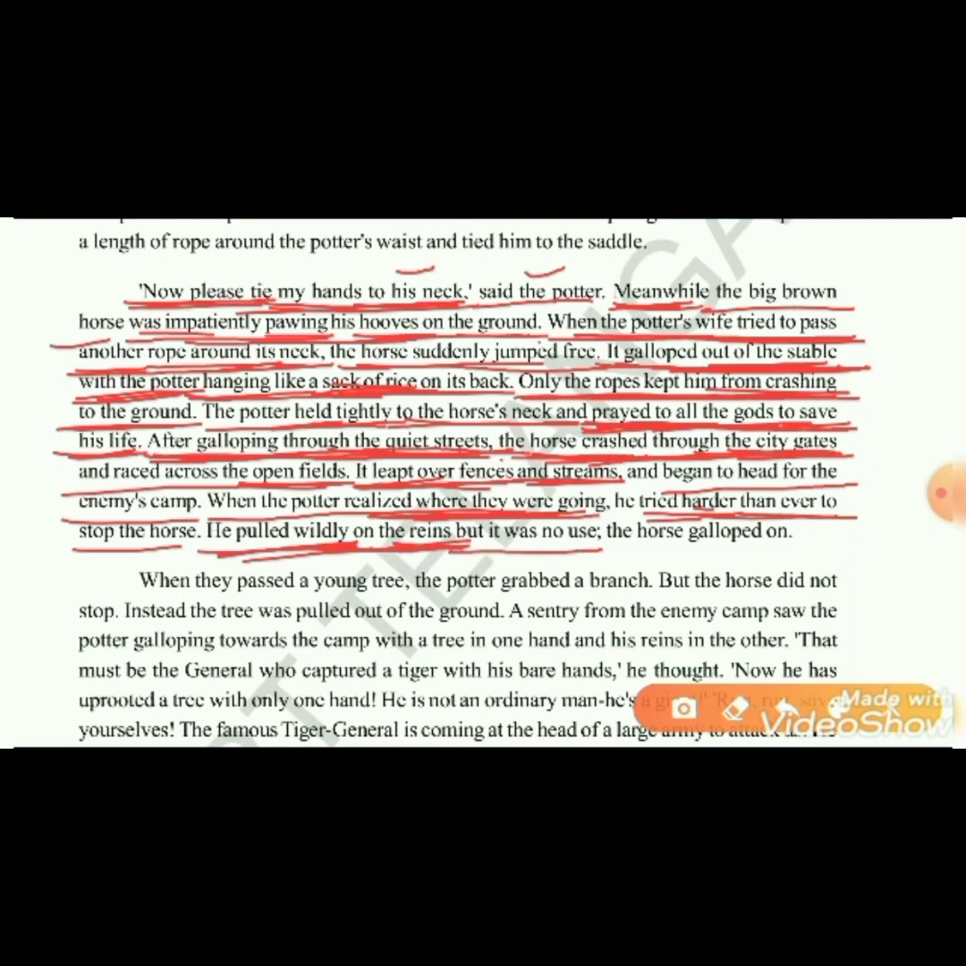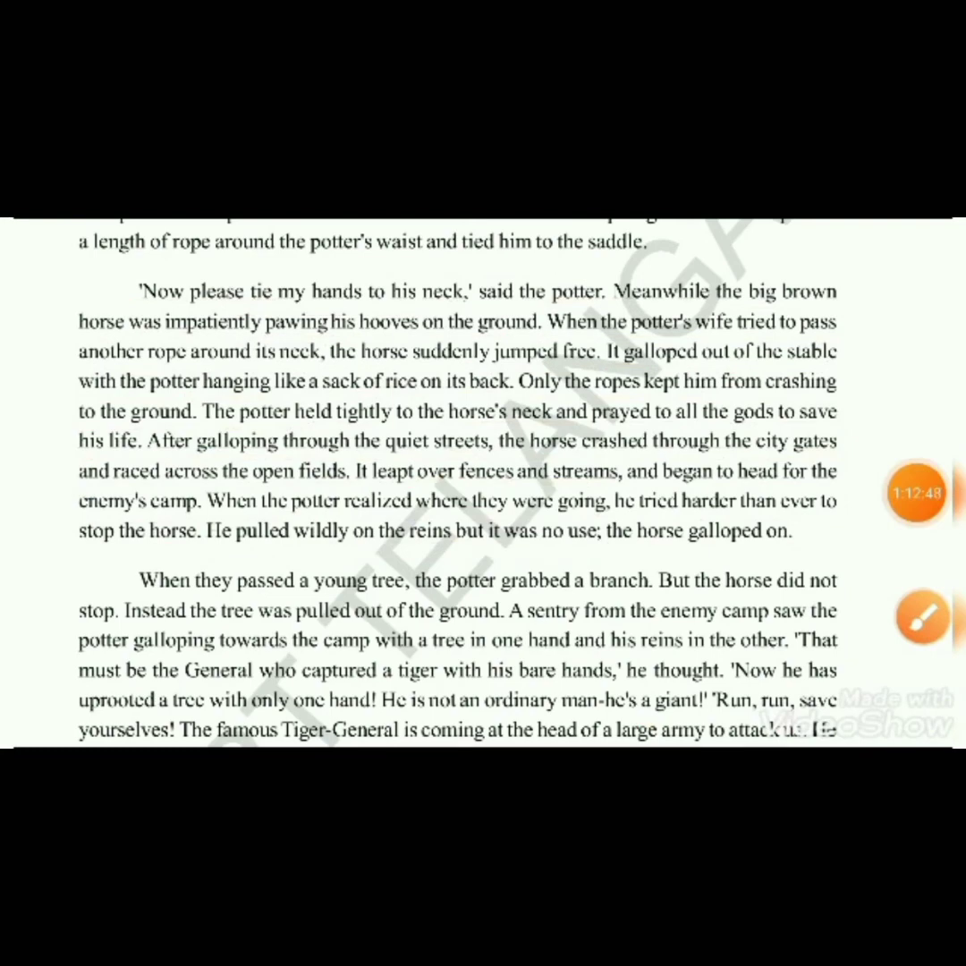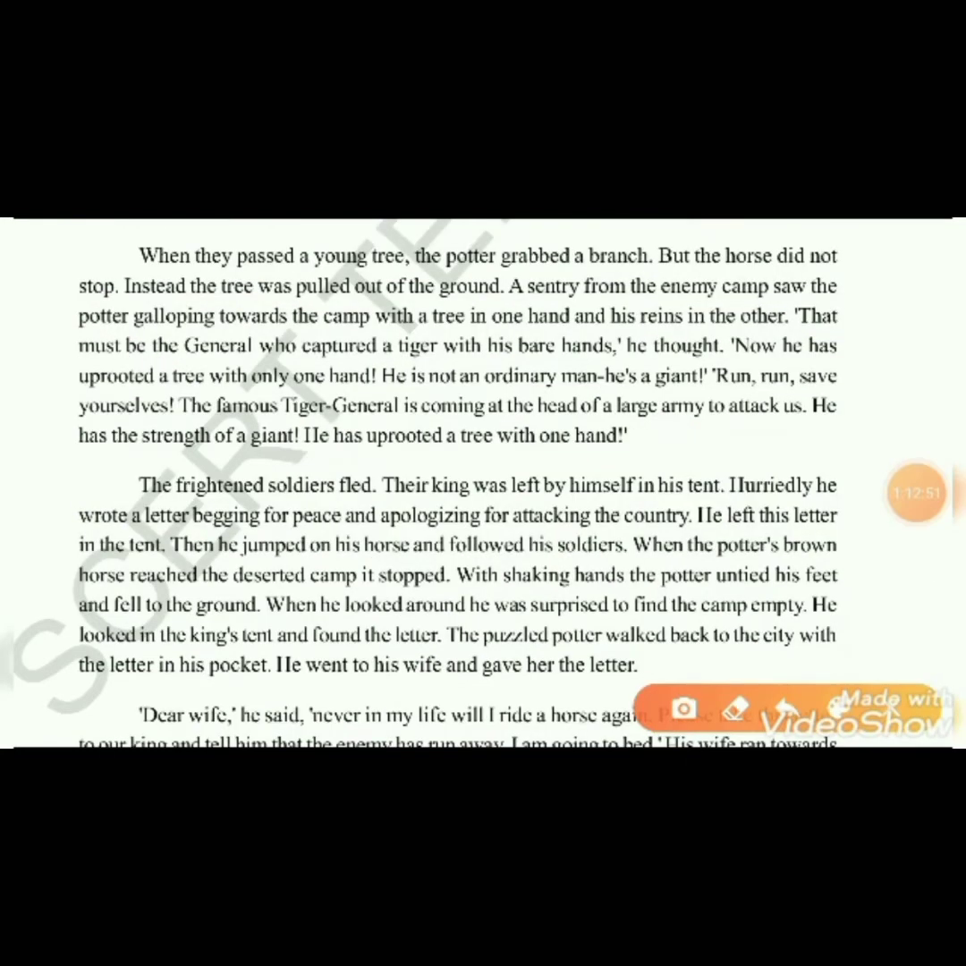But though he held a young tree, did the horse stop? No, he did not stop. He kept on galloping. Instead, the tree was pulled out of the ground. Because of the speed of the horse, even that young tree was pulled out of the earth. It came out and it was in his hand, my dear children.